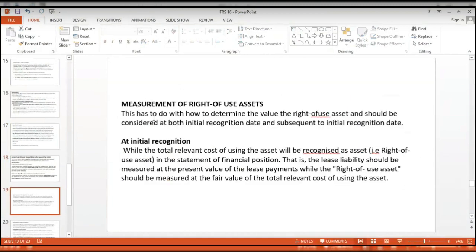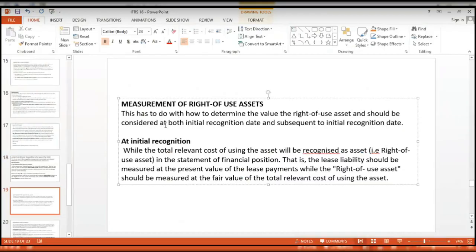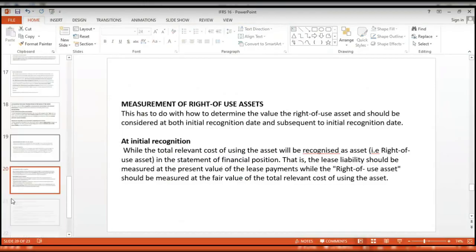So, measurement of the right of use asset. This has to do with how to determine the value of the right of use asset, and it should be considered both at the initial recognition date and subsequent to it. At initial recognition, the total relevant cost of using the asset will be recognized as a right of use asset in the statement of financial position. The lease liability should be measured at the present value of the lease, while the right of use asset should be measured at the total relevant cost. They are explaining here how the calculation should be done.